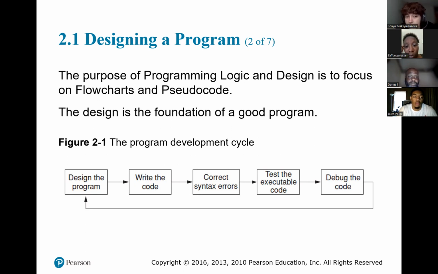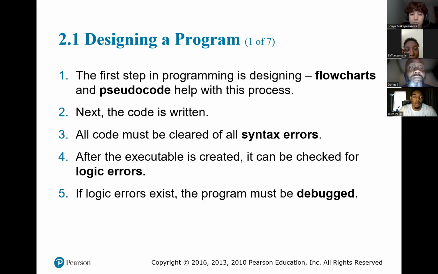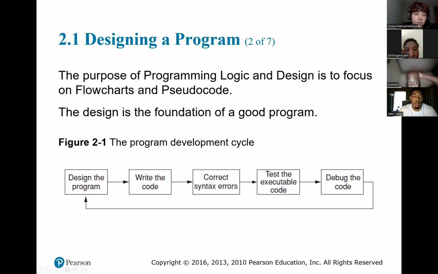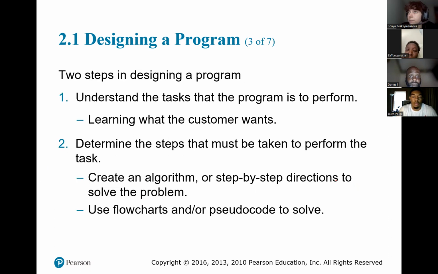And this is the program development cycle. Everything that I covered on this slide, I just put in a little diagram here for you to see. So with the steps, first we design the program, then we move on to writing our code, then we correct any typos, then we test our code and see if it's executable, and then we debug the code, just fix any errors that your code has.